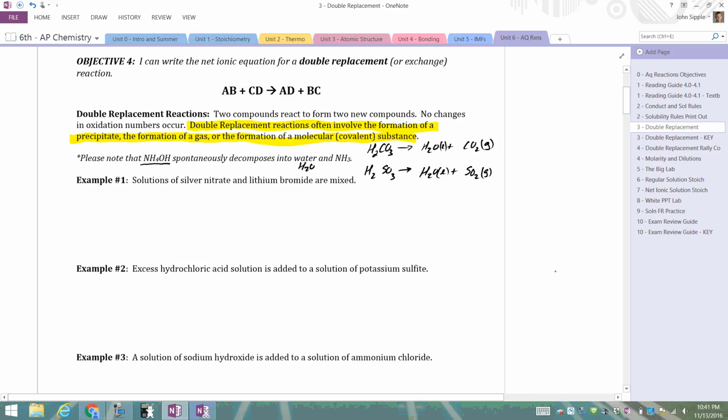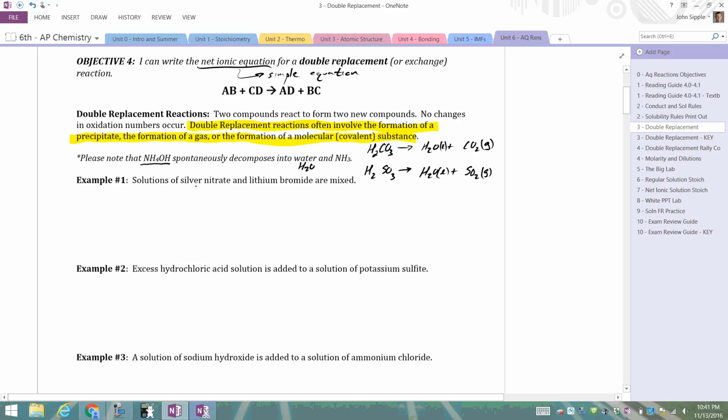So we're going to run through a few examples here, and we want to get down to the net ionic equation, which ultimately means we're going to get rid of any ions that are not involved in the reaction. So we're ultimately going to write a pretty simple equation for the reaction. We're going to get rid of spectator ions, and all we're going to be left with is the ions participating in the reaction. This is where the solubility rules come in super handy.